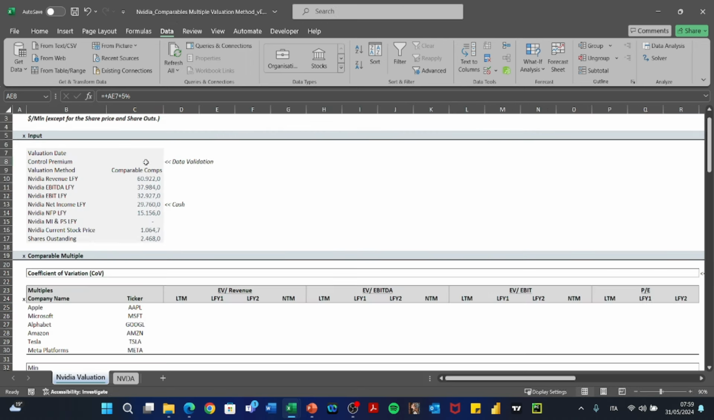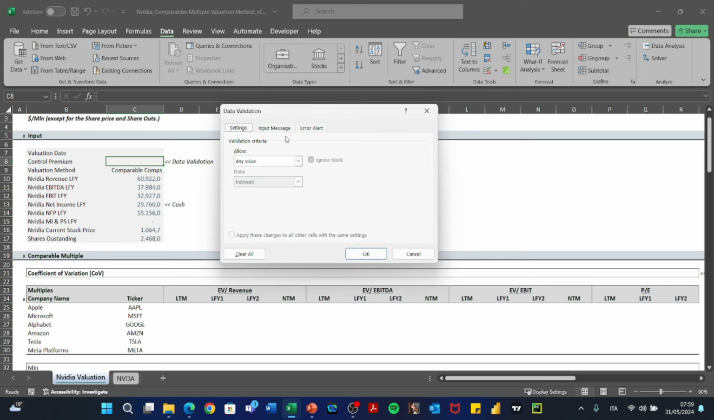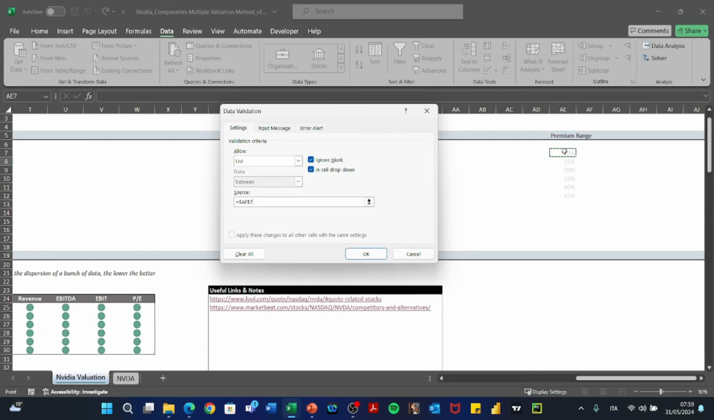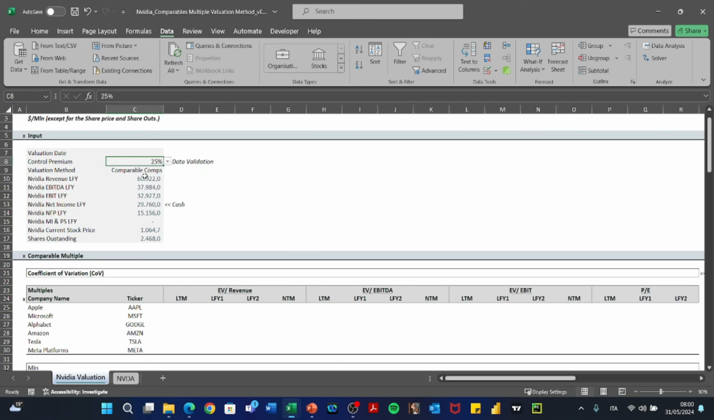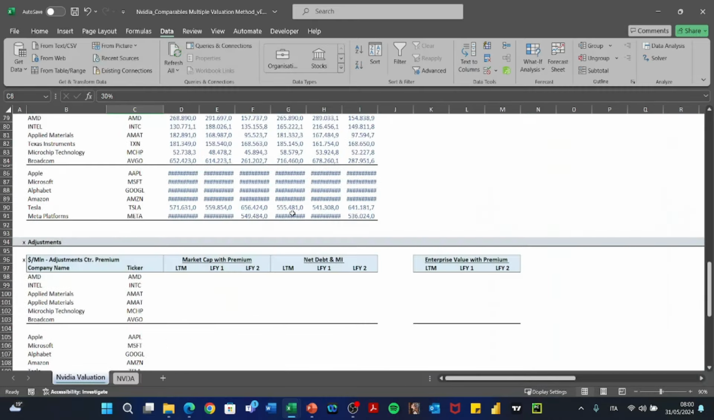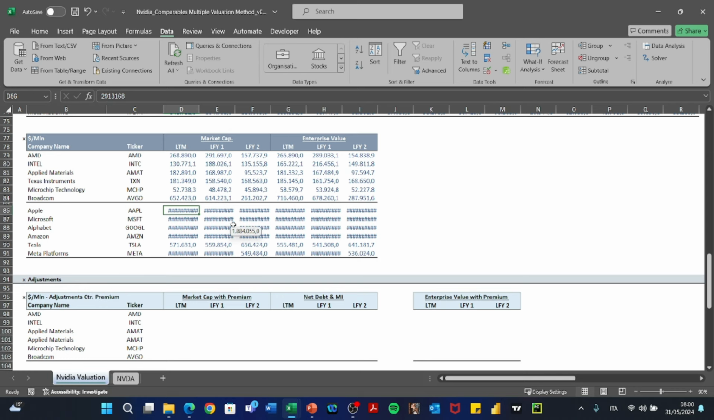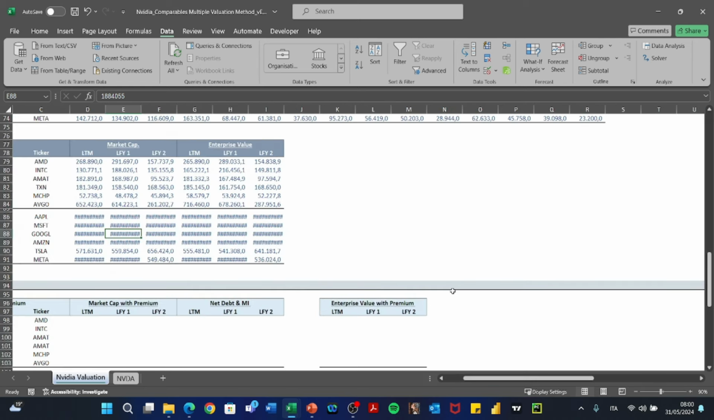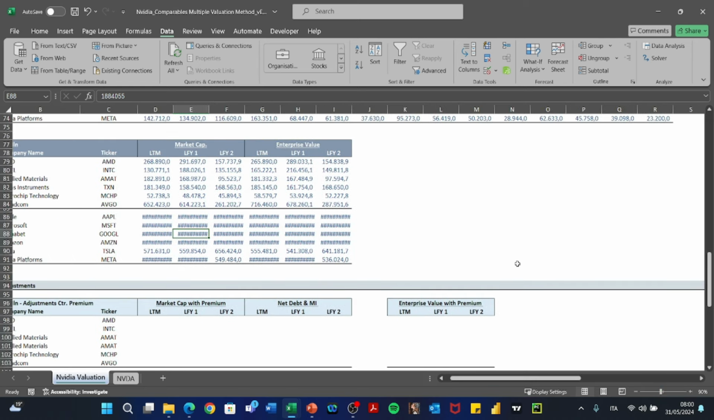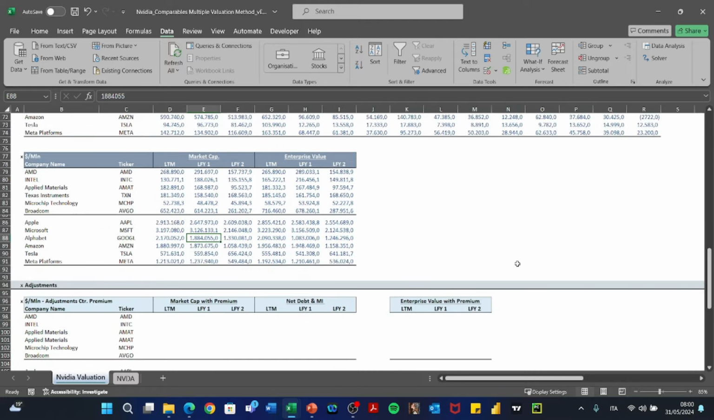Okay, so let's now add the validation. Alt A V V, list, now date list. In terms of the source, let's select this premium range. Okay, let's now use 30% as a control premium. Let me zoom out a little bit.